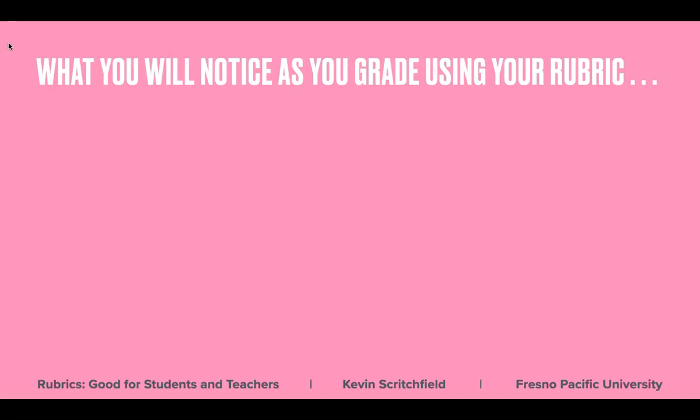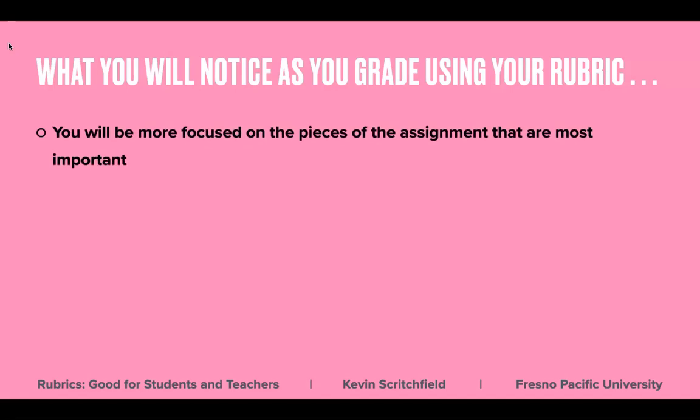So, what will you notice as you begin grading using your rubric? You'll be much more focused on the pieces of the assignment that are most important, because that's why you built your rubric. You built your rubric with those criterion because those are the things that you felt were most critical for them learning the objective of the assignment or the objective of the topic of your course.